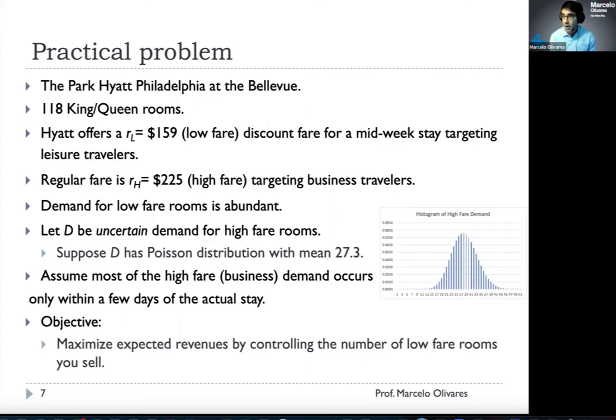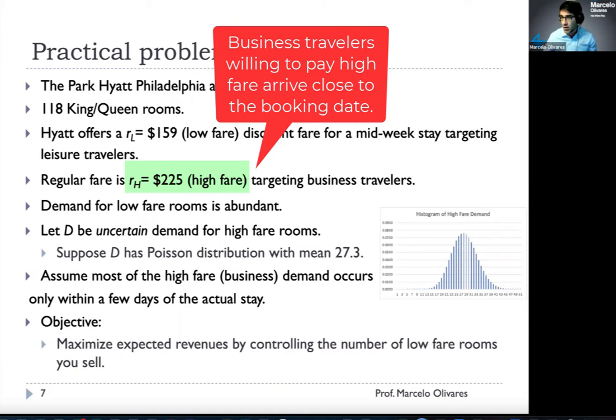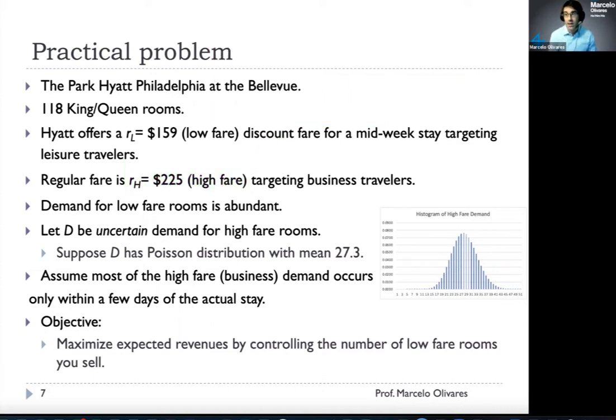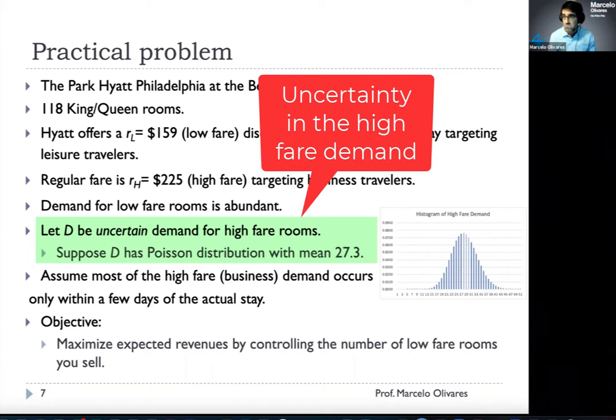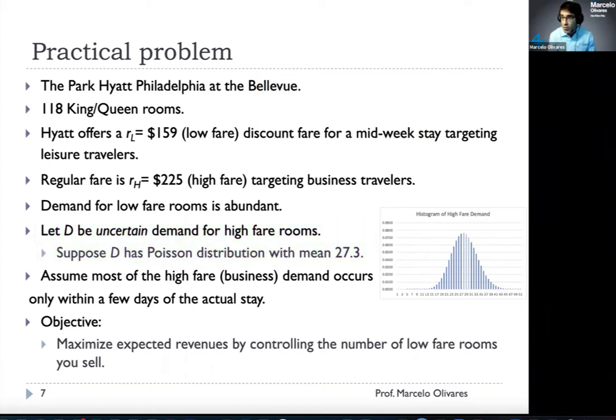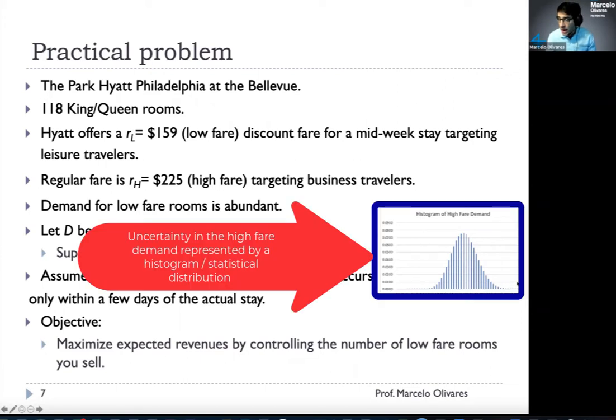Okay, right? They come last minute, right? They book their flight late on, and then they also book their hotel at the last minute. And you don't know how many business travelers will come in, right? But you have some data on it. You have historical data showing typically how many business travelers come, reservations a few days before the booking date. And if you have data, we can represent it by a histogram or some other way of representing sort of the uncertainty that you have on this demand.